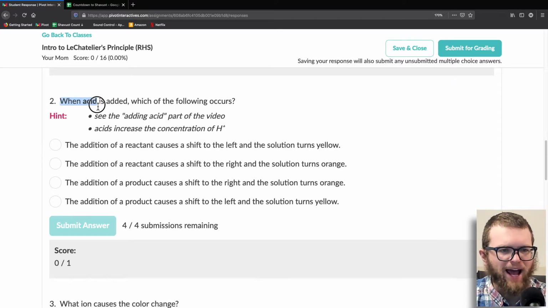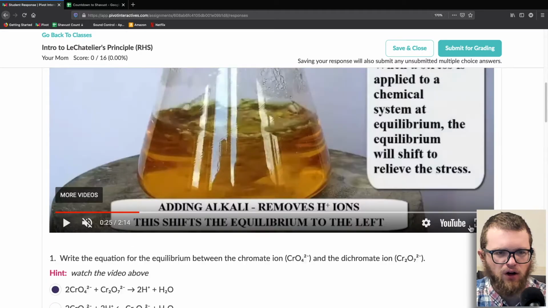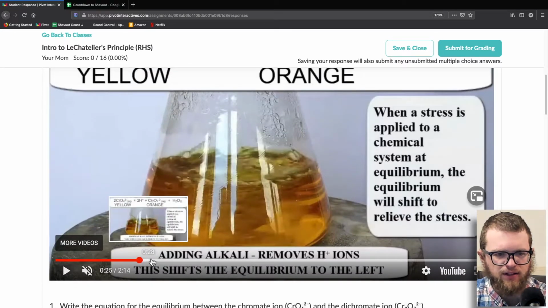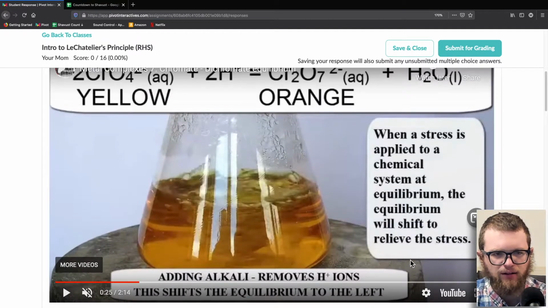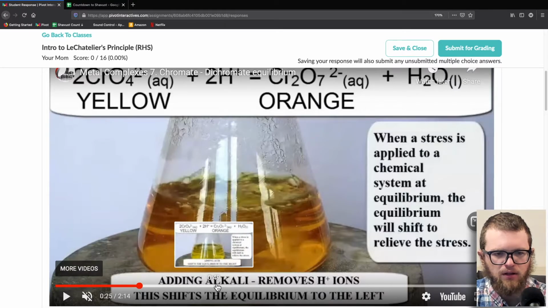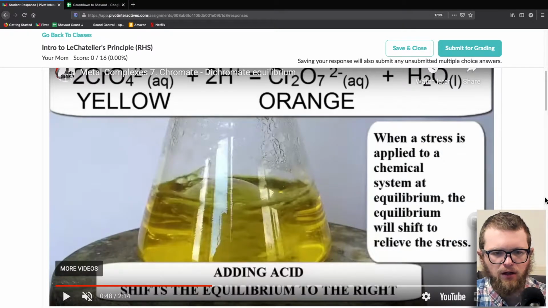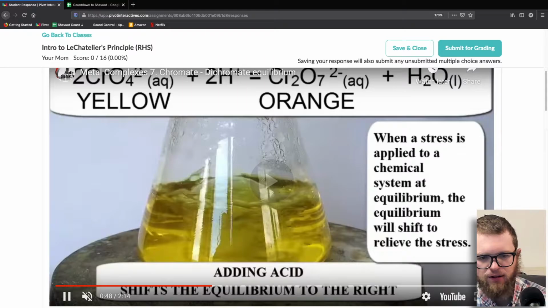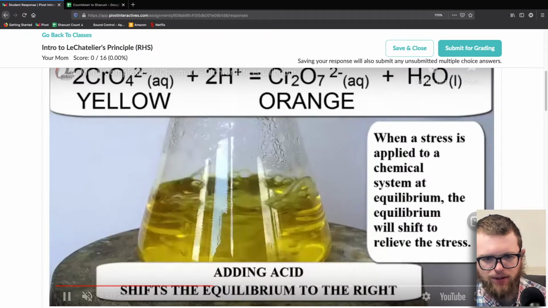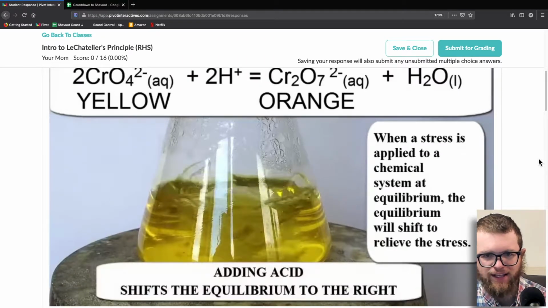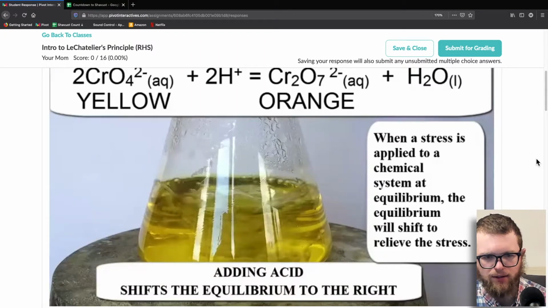Question 2. When acid is added, which of the following occurs? The hint says see the adding acid part of the video. So let's go up and find the adding acid. This is adding, oh, that says adding alkali. No, let's skip ahead. Oh, here we are. Adding acid. So it says adding acid shifts the equilibrium to the right.